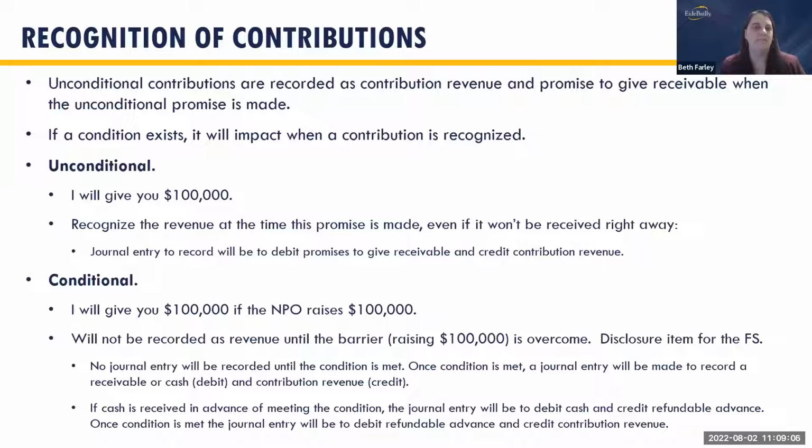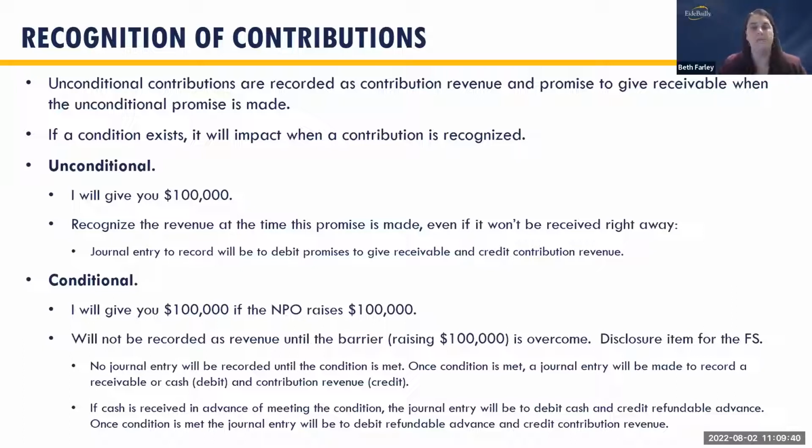Conditional is somebody says, I'm going to give you 100,000 if you can raise another 100,000. In this example, they won't give you anything unless you receive that full 100,000. So you're not going to record that as revenue until the barrier, raising the $100,000, is overcome. There will be a disclosure in the financial statements if you do cross fiscal years, and no journal entry would be recorded until that condition is met. Once it is, then you're going to make a journal entry to record the receivable or cash if you got it at that time and a contribution revenue.